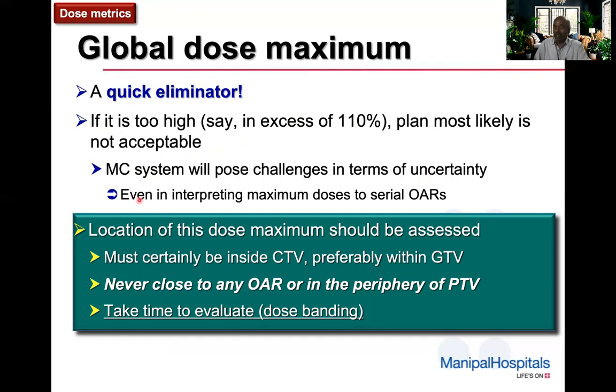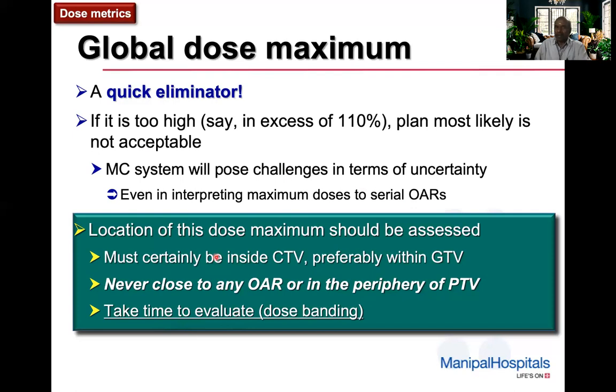Similarly, even in interpreting maximum doses to serial organs at risk, there is a certain amount of uncertainty associated with that. So you need to know more about how your planning system handles the uncertainty. What is more important is that the location of this dose maximum should be assessed, and it must certainly be inside the CTV, preferably within the GTV, and never close to any organs at risk or in the periphery of the PTV.